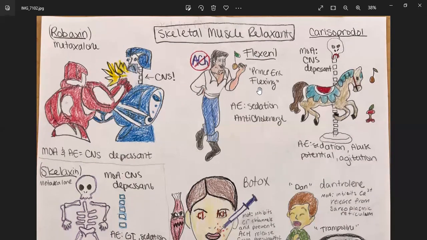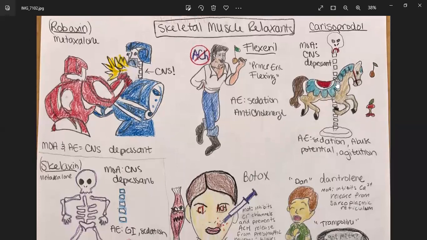And this inhibits acetylcholine. That's it, or it's anticholinergic, and its adverse effect is sedation. And we have one of those carousel horses, carousel for carisoprodol. This one's mechanism of action is again a CNS depressant. So here's our central nervous system, and it looks like it's depressed. Adverse effects are sedation, abuse potential, and then agitation. Again, that looks not only depressed, but a little agitated too.